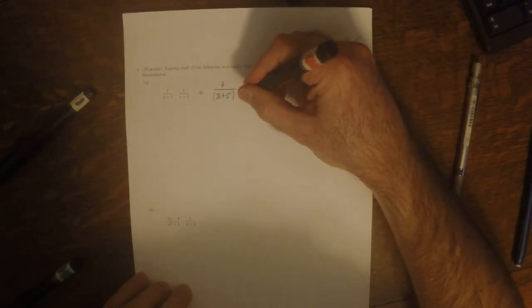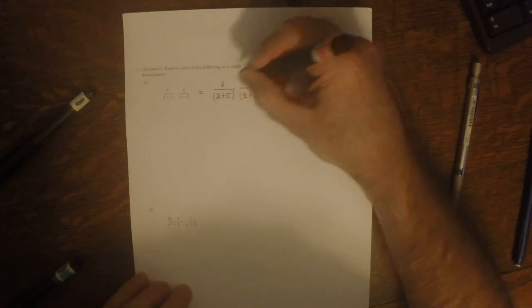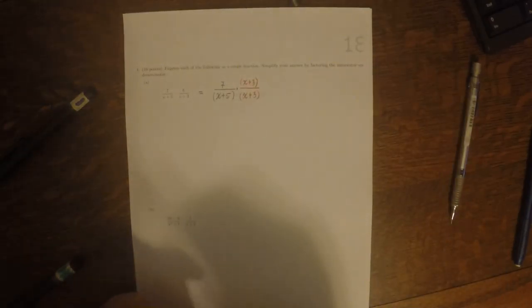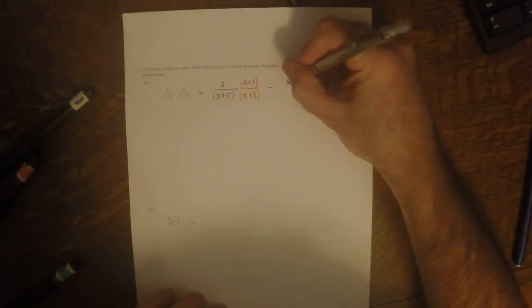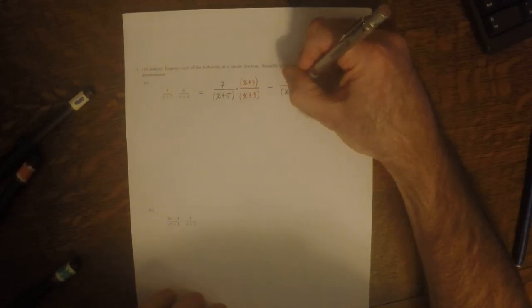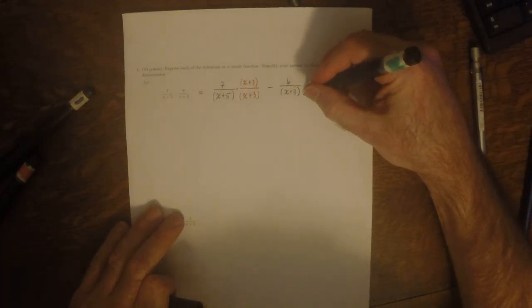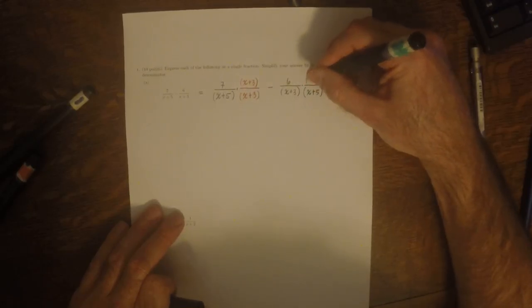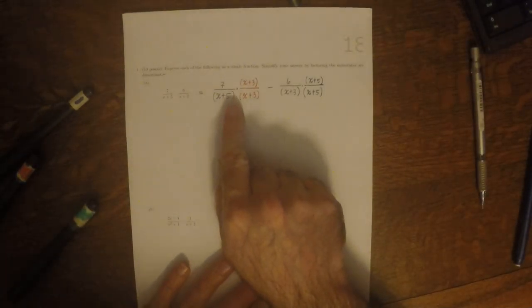And what we want is to obtain a common denominator with this x plus 5 and this x plus 3. So this denominator is missing an x plus 3. So if I put the missing x plus 3 here, then I must also put another x plus 3 here. And then minus 6 over x plus 3. So in the same way that this first term was missing an x plus 3 in its denominator, this one is missing an x plus 5 in its denominator.